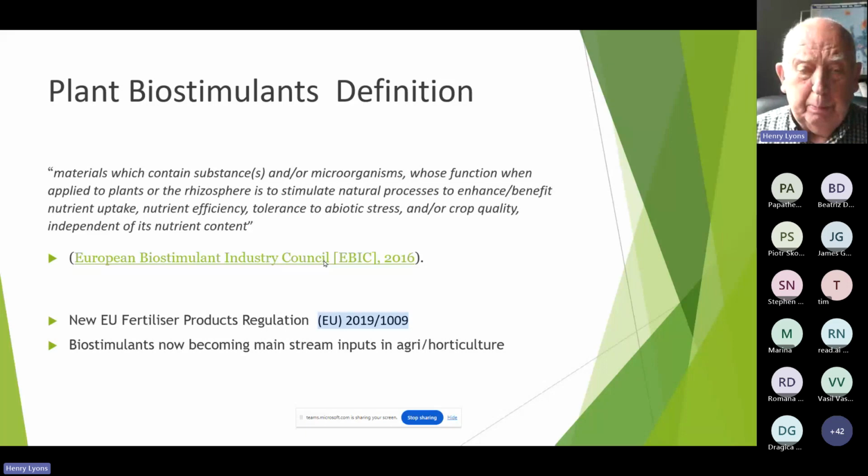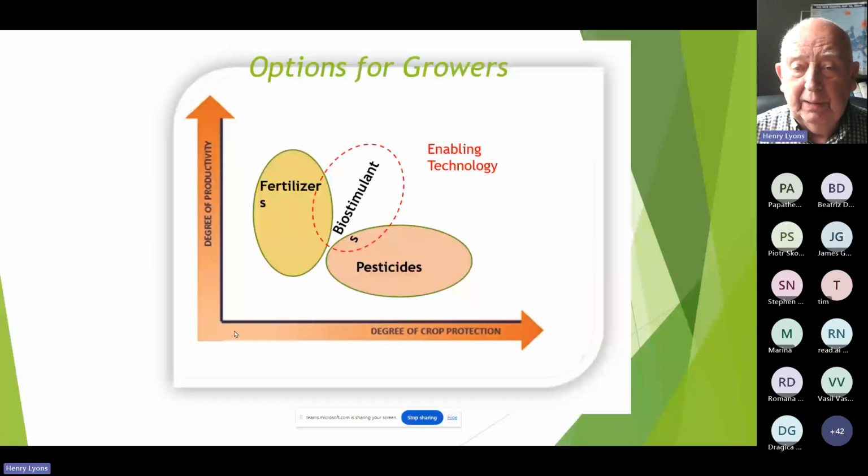And I think Pietro mentioned the new EU fertilizer product regulation, which came into effect last July, and marine algae, seaweed, and biostimulants are now part of that. In the past, there was a no man's land that could be under pesticides or whatever. So biostimulants are now becoming mainstream inputs in agriculture and horticulture. In the past, you'd have fertilizers, pesticides, and biostimulants somewhere in between.